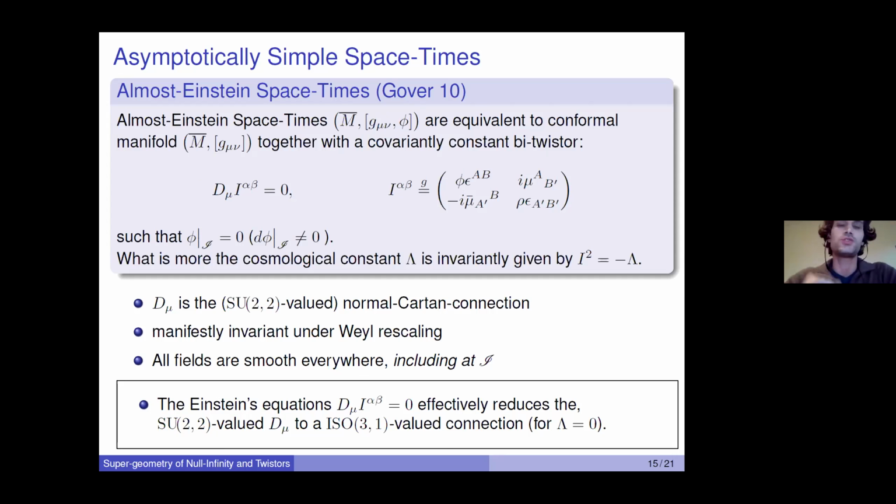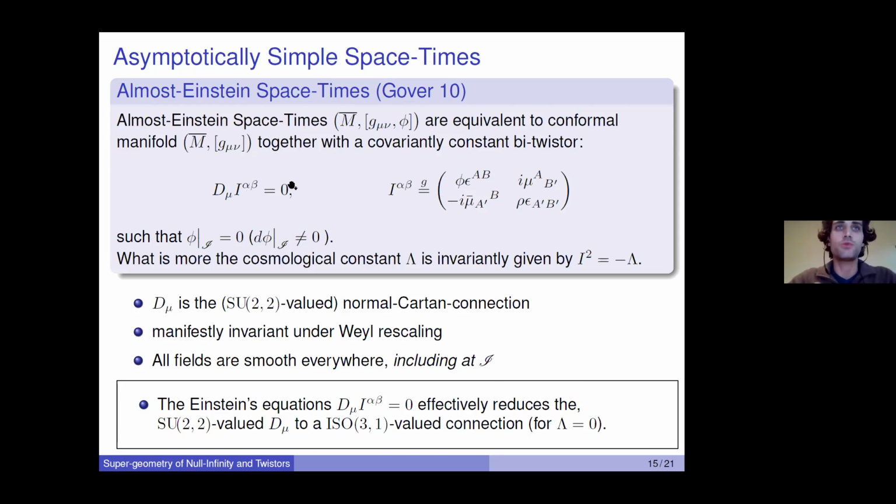So at this stage it's just a rephrasing of Einstein's equation, but it's very nice. Why is it nice? Because everything here makes sense up to the boundary. There are no divergences, no expansions. You see the conformal connection is just built up from the conformal metric, makes sense. I as well, nothing blows up. All of this is manifestly invariant and smooth everywhere.